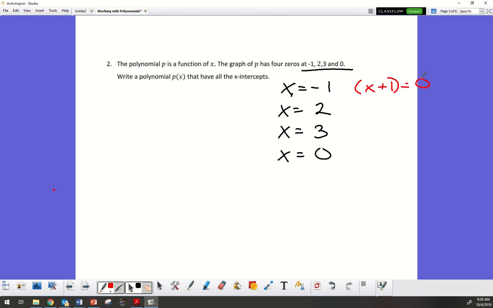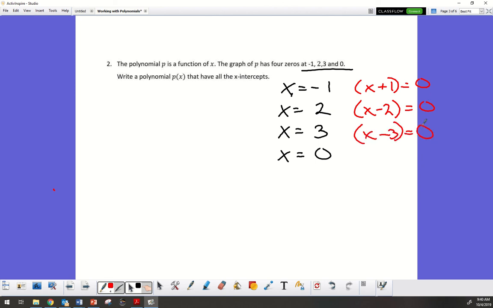Now, the second one right here, x equals 2. What am I going to do to make that equal 0 now? Subtract 2 from both sides, right? So it's going to be x minus 2 equals 0. This next one, x equals 3, I need to do what? Subtract 3. So it's x minus 3 equals 0.